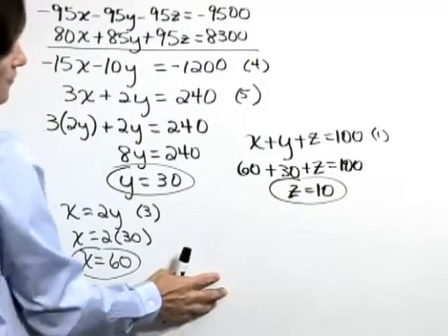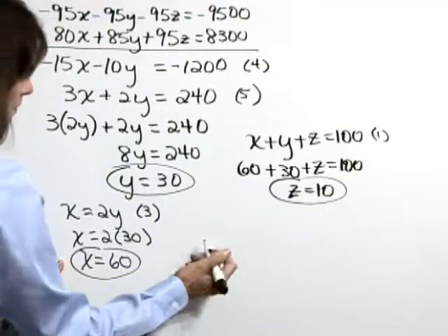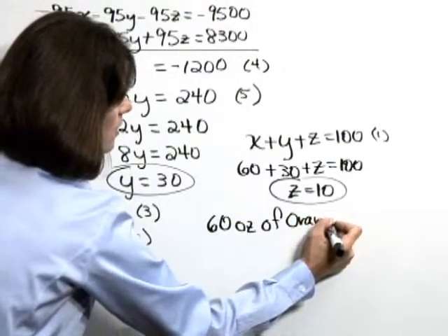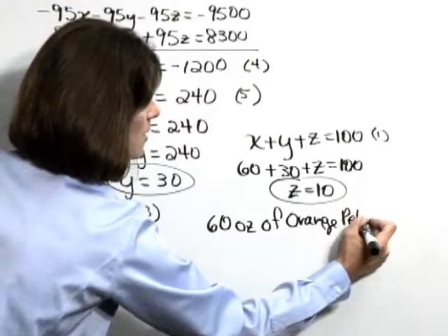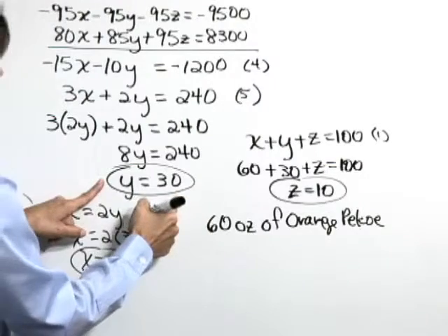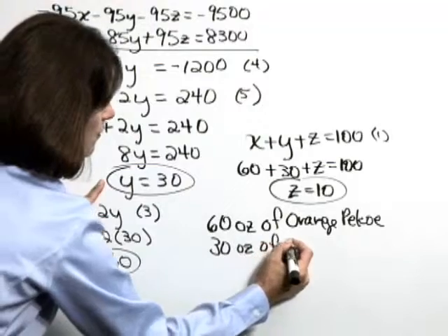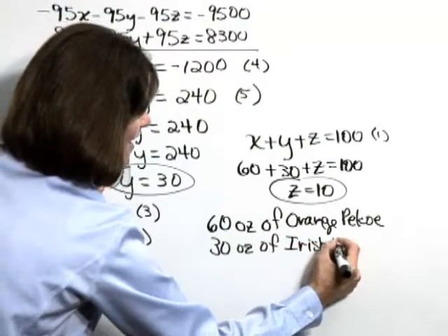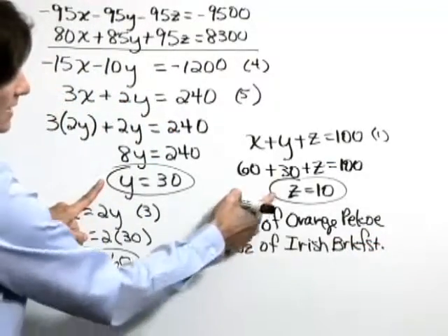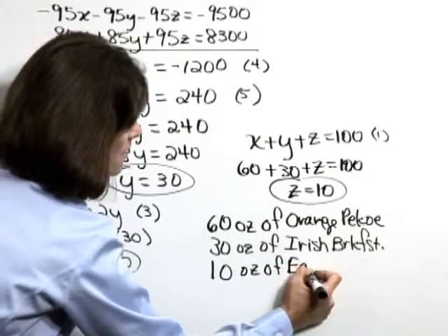All right, let's state our answer very clearly. We found x, that's the amount of orange pico in ounces. So 60 ounces of orange pico. We found y, that's 30. It's the amount of Irish breakfast in ounces. So 30 ounces of Irish breakfast. Lastly, 10 ounces of Earl Grey.